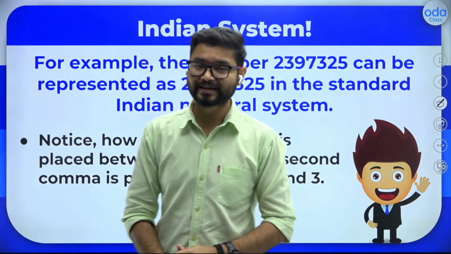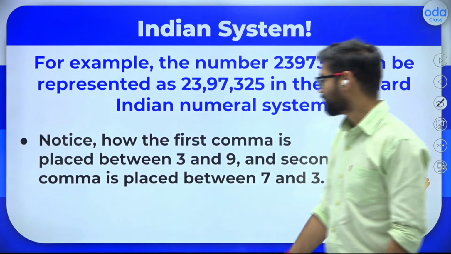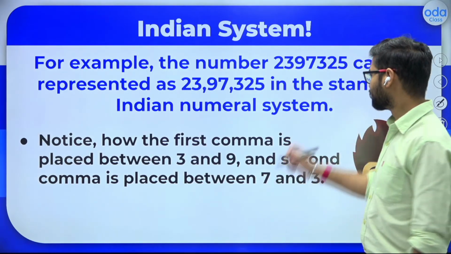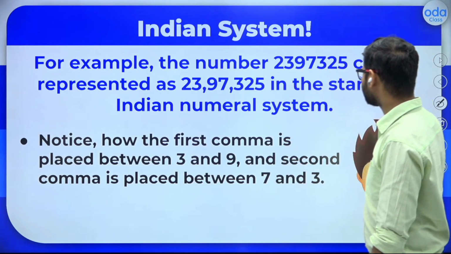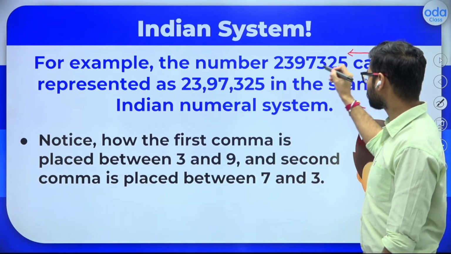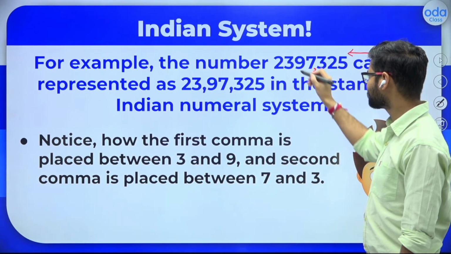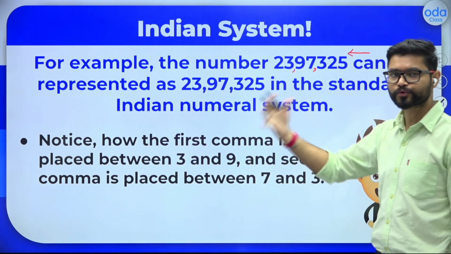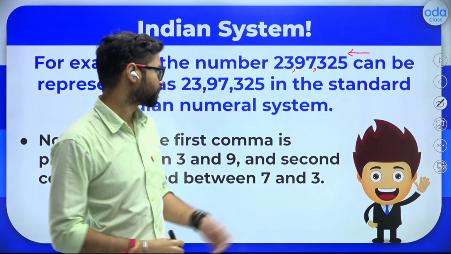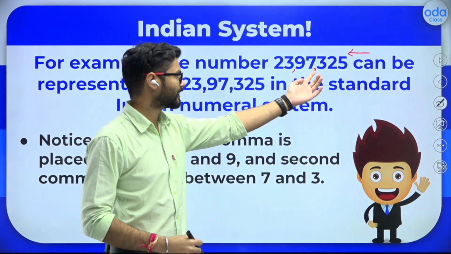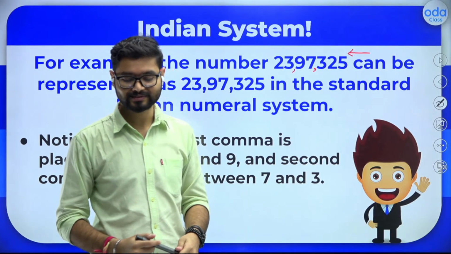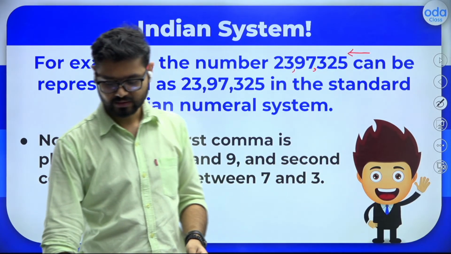So how to represent a number using the Indian system? Whenever we have to put the commas, where do we do that? We simply start from the right hand side. We put a comma after the third digit, then after every two digits. That is what we do in the Indian system of numeration.